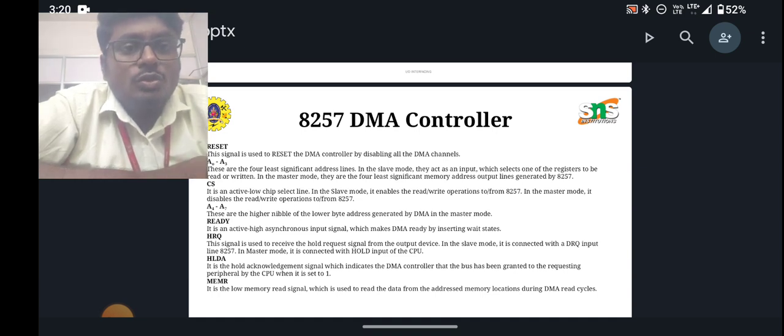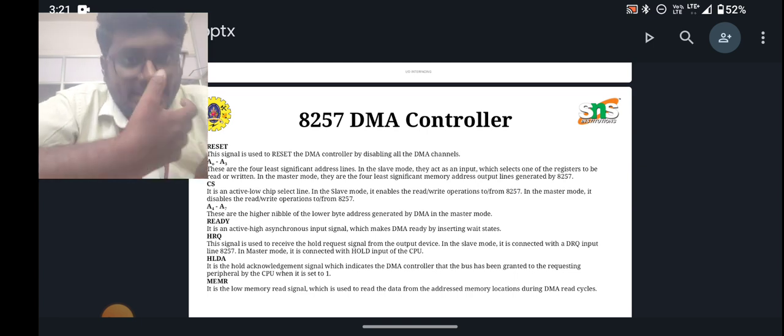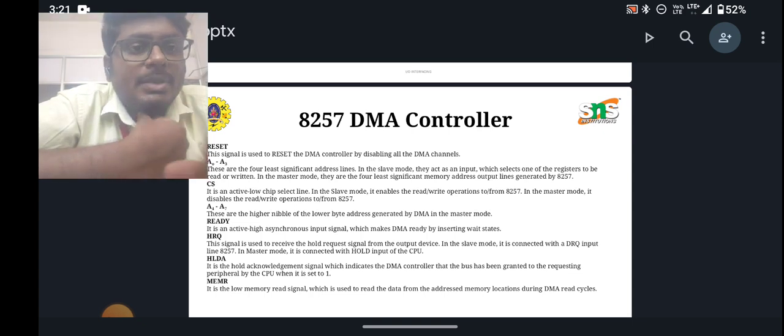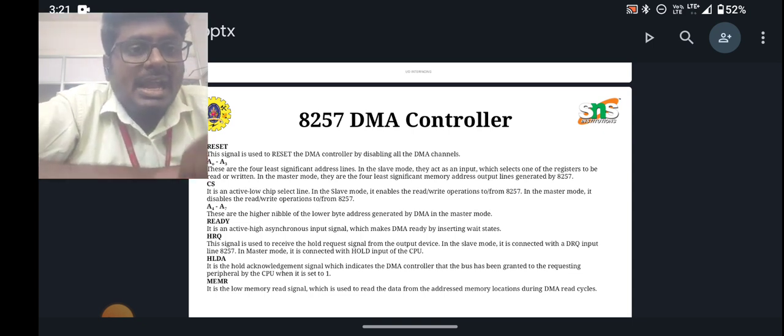HRQ. This signal is used to send the hold request signal to the CPU. In the slave mode, it is connected with the DRQ input line of 8257. In the master mode, it is connected with the hold input of the CPU. HLDA. It is the hold acknowledgement signal which indicates to the DMA controller that the bus has been granted to the requesting peripheral by the CPU when set to 1.